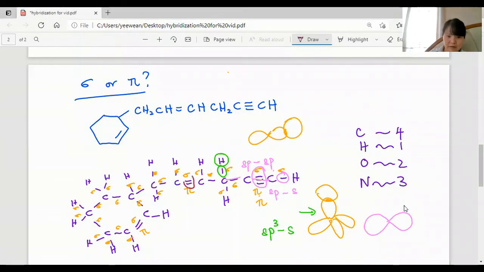What overlap is this? So there's 1, 2, 3. So it should look like this. That is sp2. So the overlap here would be sp2 to another sp2. And what about this bond? So we know that this is 1, 2, 3. So this is again sp2, and for hydrogen, it's the s orbital. So sp2 to s overlap.